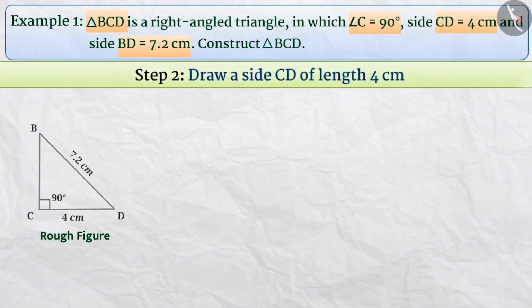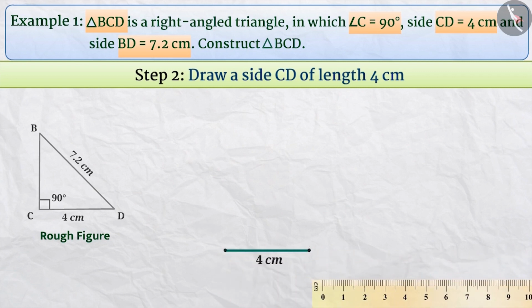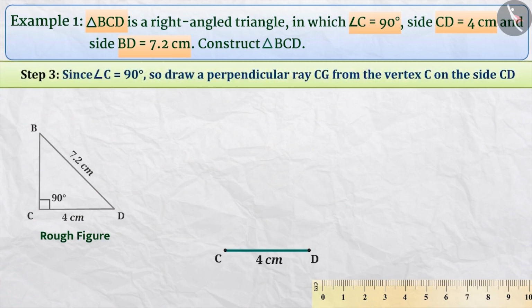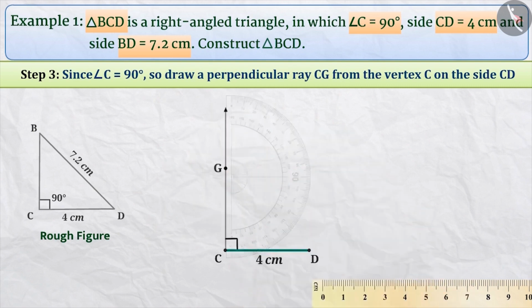Step 2. As is given in the question, the length of the side CD is 4 cm. So, with the help of a ruler, we will draw a 4 cm long line segment. This line segment is the side CD of triangle BCD. Step 3. The measure of angle C is 90 degrees, and to draw an angle of 90 degrees, we will draw a perpendicular line from the vertex C on the side CD as ray CG. To draw a perpendicular, we can take the help of a protractor or we can also use a ruler and a compass. The vertex B of triangle BCD should be located somewhere on this perpendicular.